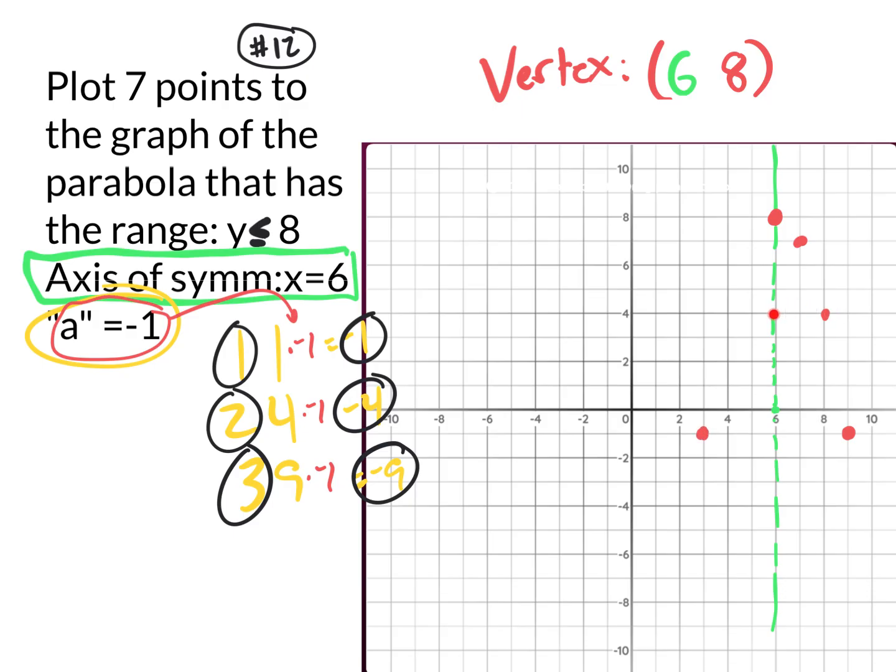Likewise, 1, 2, 1, 2, put a dot right here. And the last one is 1 unit away. So you get full credit with those 7 points. And we actually graphed this, not even looking at the equation, just understanding information of the parabola, which was the range and the axis of symmetry, and that the a value is -1. Let's try another.